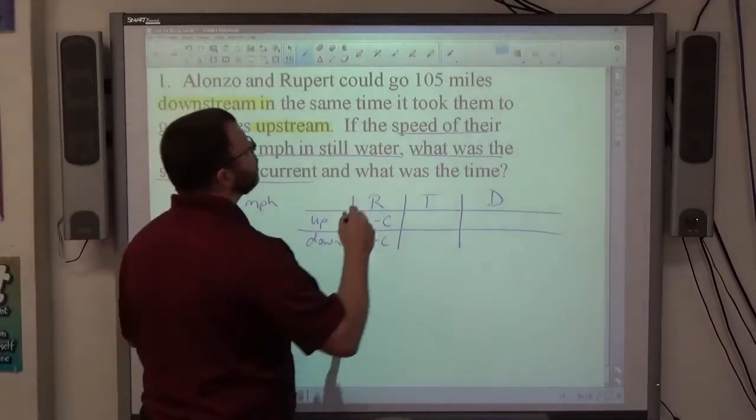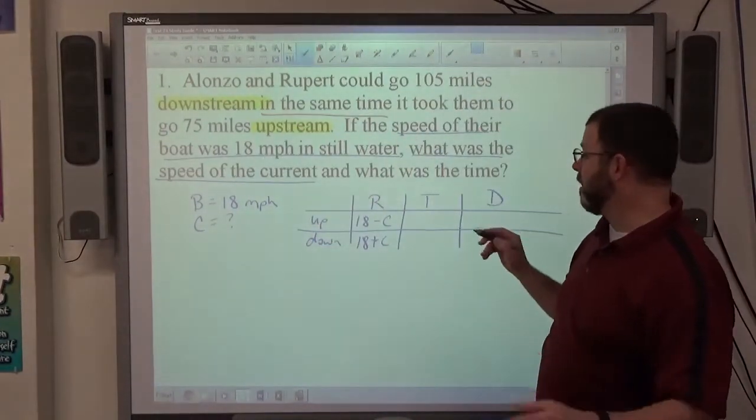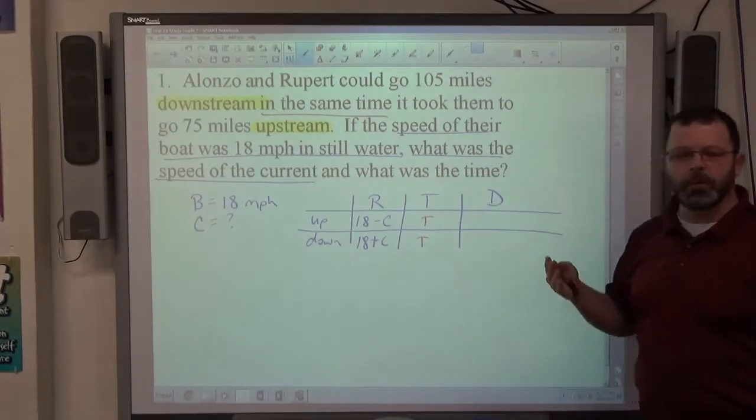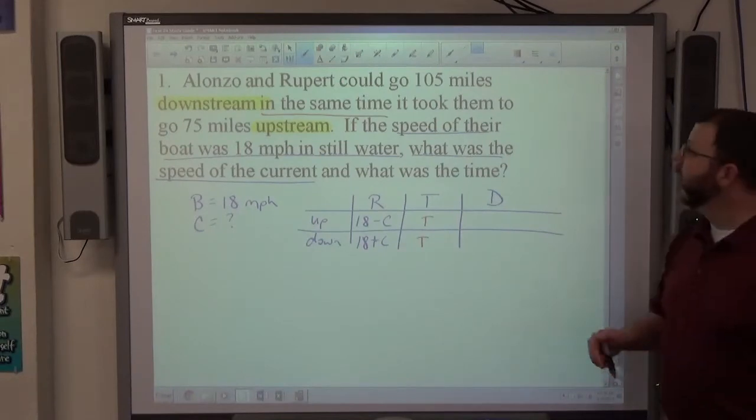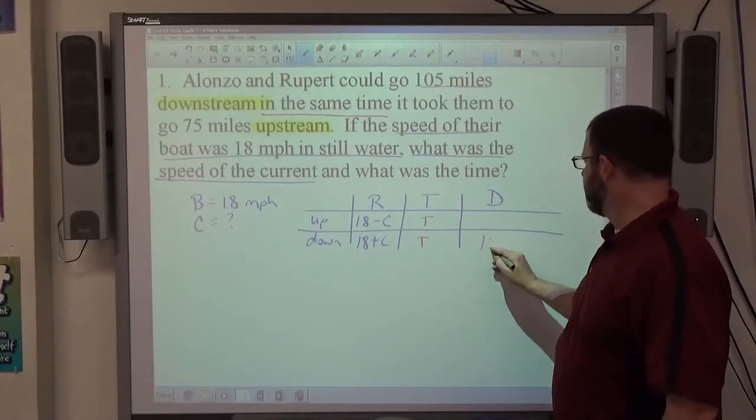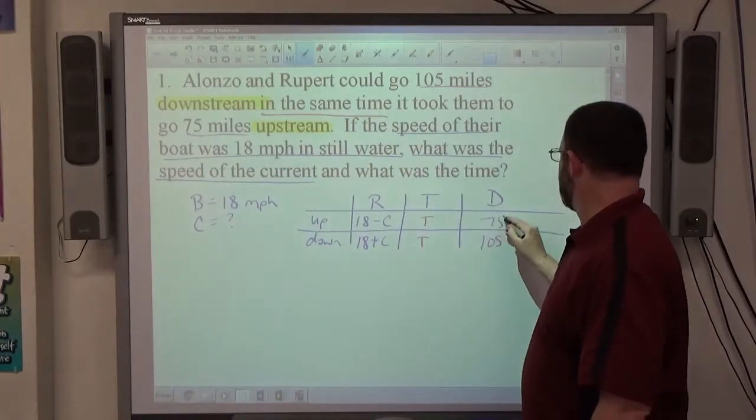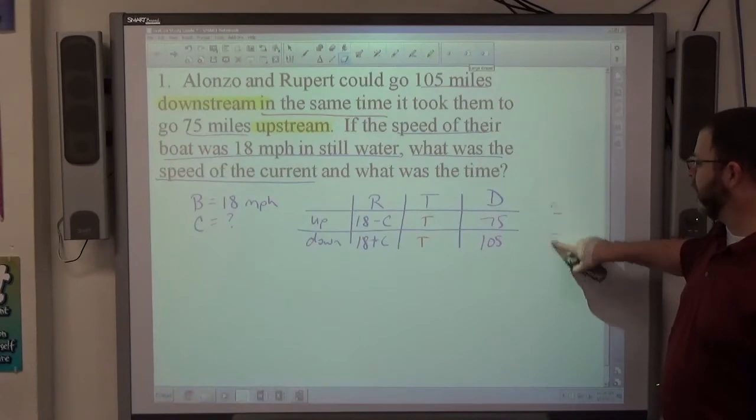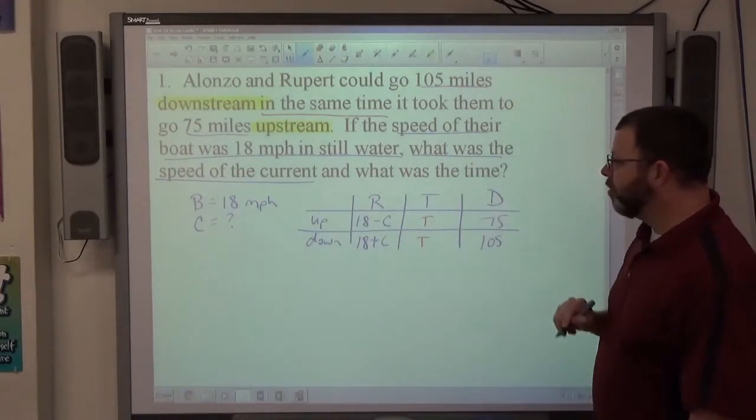Okay, next thing I want to do is figure out times. It says in the same time. It doesn't tell me how much time either time is, so T equals. So in both cases they're equal to each other, but unknown, so T for both of those. And then distances, 105 miles downstream and 75 miles upstream. They actually give me the distances. They will do that in these problems. So no distance picture necessary because they're giving you exact distances. Fill out the entire chart.